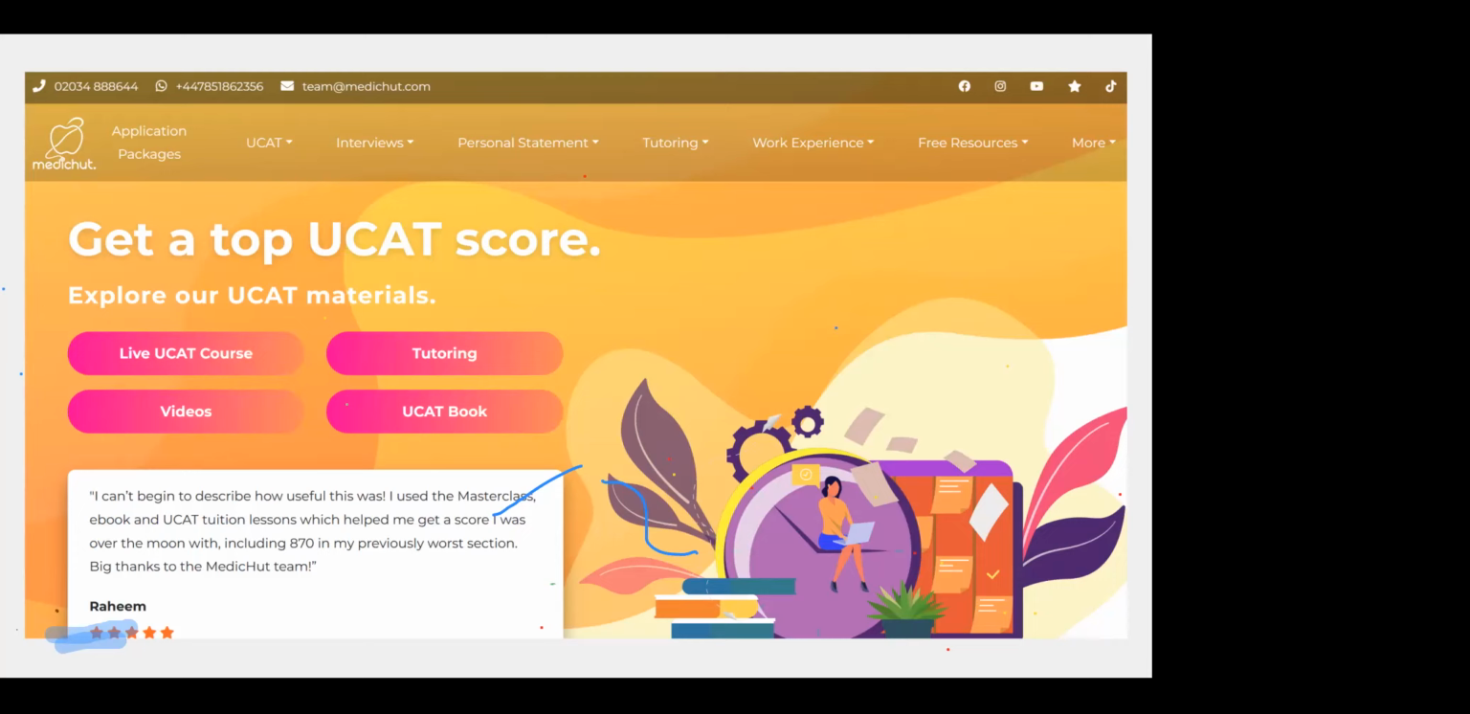I'm getting quite a few questions about my UCAT score, and I'm going to be honest with you guys, I don't remember off the top of my head. I did score within the top something percent, but I can't remember the exact number. I think it was like 2,900 and something. But I honestly don't remember off the top of my head. It's been 4 years since I've sat the UCAT.